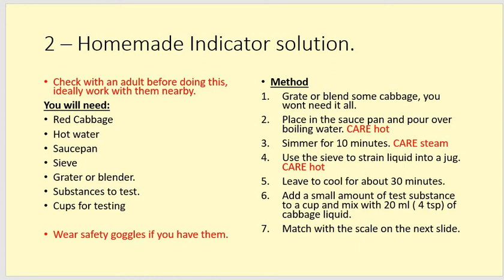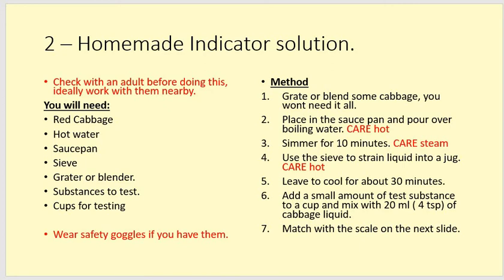When you've simmered it for 10 minutes, you can switch the heat off, and you can pour the mixture through a sieve so that the cabbage will stay in the sieve, and you'll just have a coloured liquid in a jug. This will be very hot. You may need an adult to help you with this. Leave it to cool for half an hour before you use it. If you leave it for longer than that, that's fine. Do not expect to leave it on the side for 4 or 5 days and it'll be fine. That would not be good.